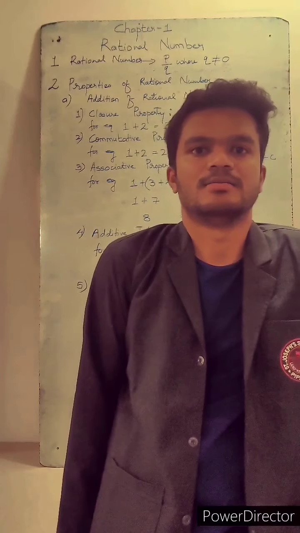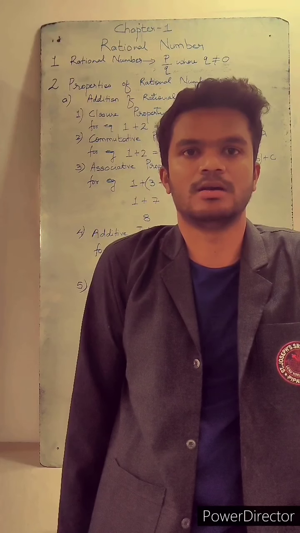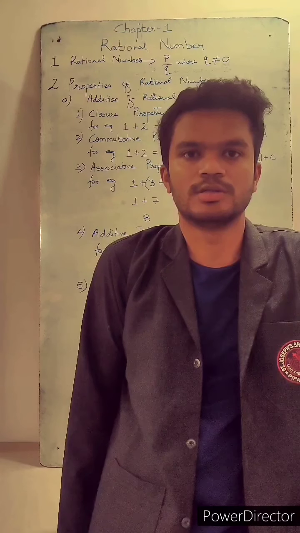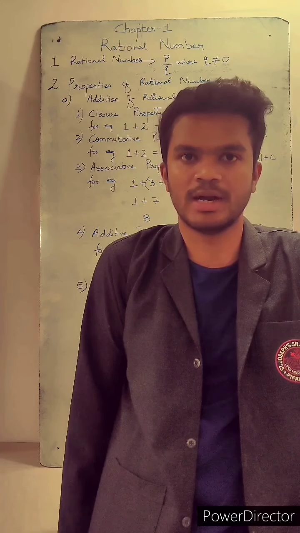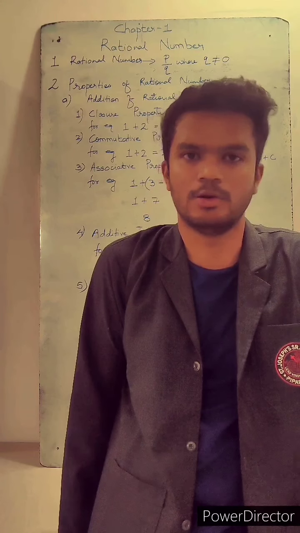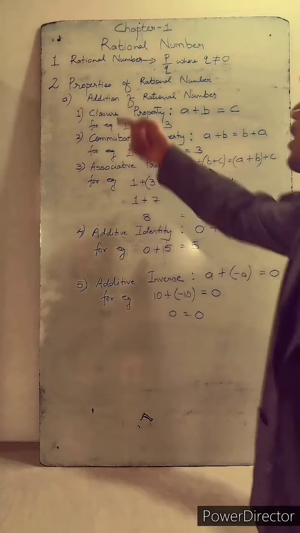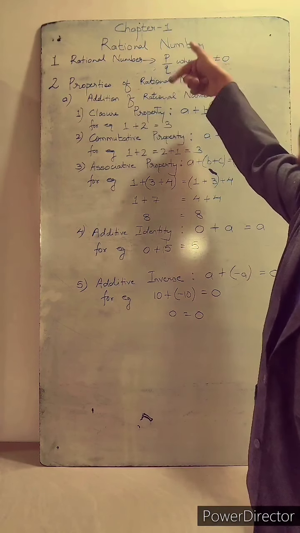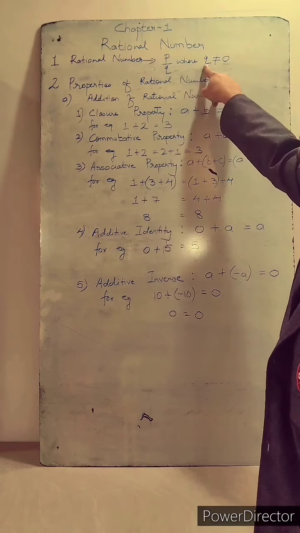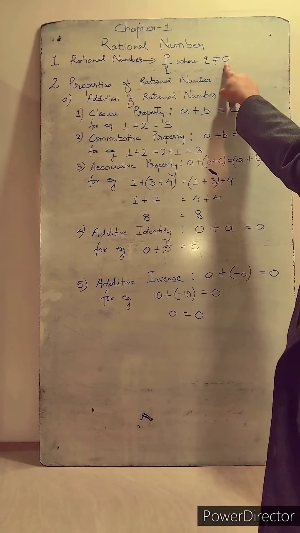Let's begin with chapter 1. Chapter 1 is rational numbers. Rational numbers are those numbers which can be written in p upon q form, where p and q both are integers and q can never be 0. As you can see, rational numbers are those numbers which can be written in p upon q form, that is fractional form, where q, that is the denominator, can never be 0.